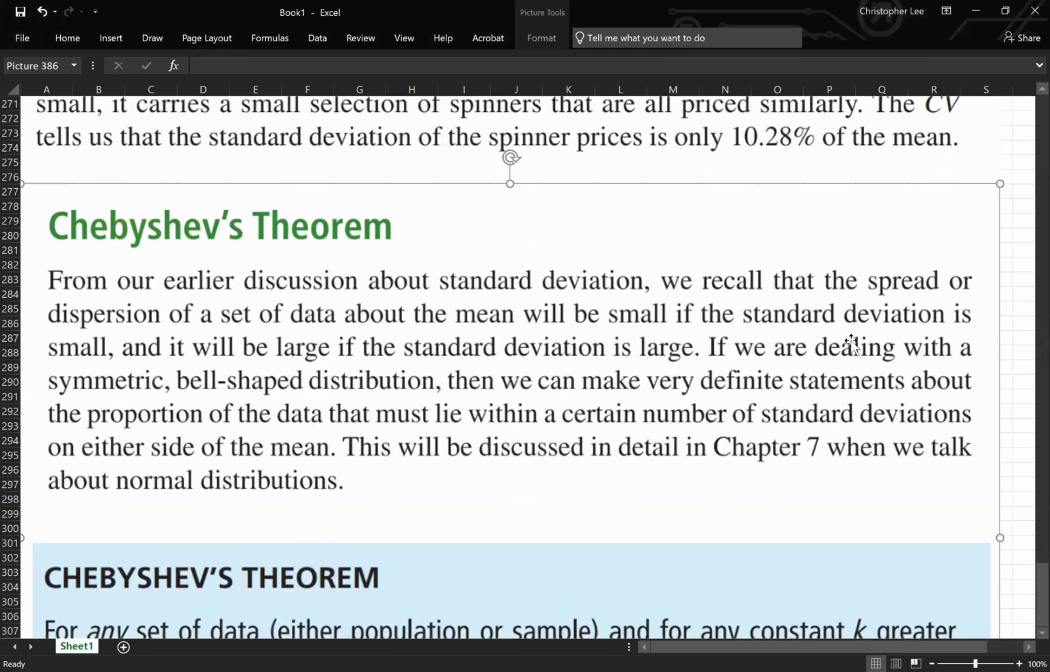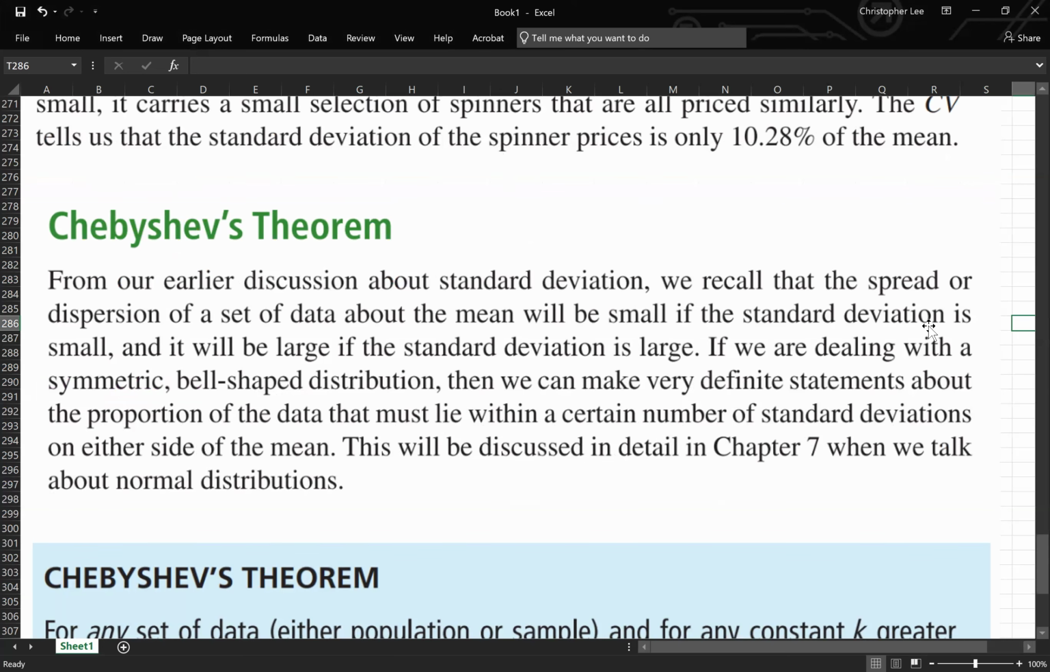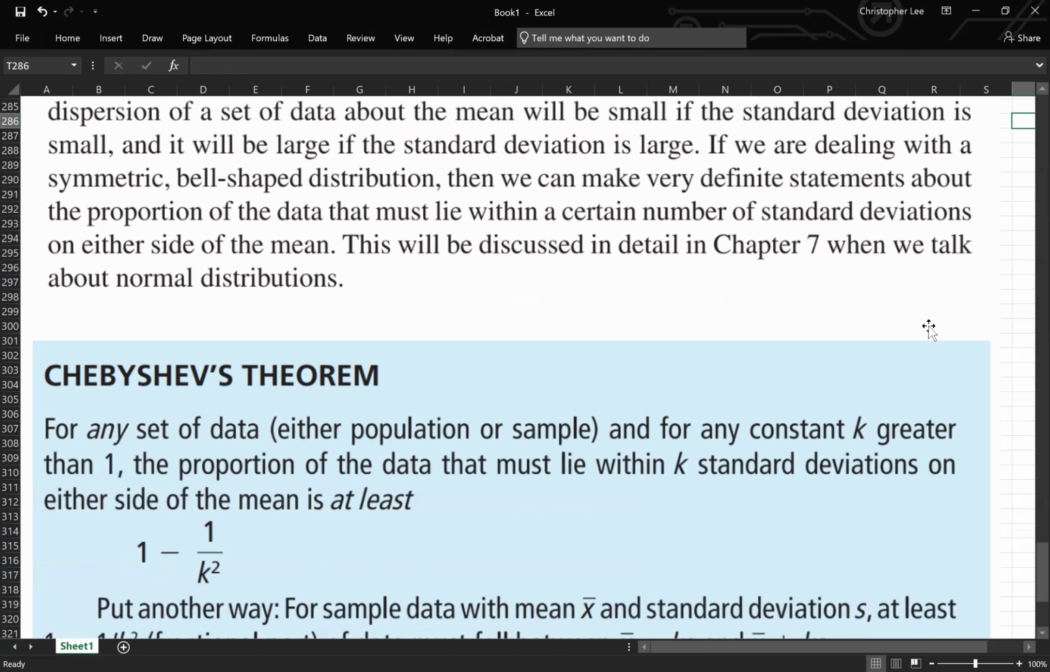So Chebyshev's theorem. From our earlier discussion about standard deviation, we recall that the spread or dispersion of the set of data about the mean will be small if the standard deviation is small, and it will be large if the standard deviation is large. If we are dealing with a symmetric bell-shaped distribution, then we can make very definite statements about the proportion of the data that must lie within a certain number of standard deviations on either side of the mean, right? And this will be discussed later in chapter 7.